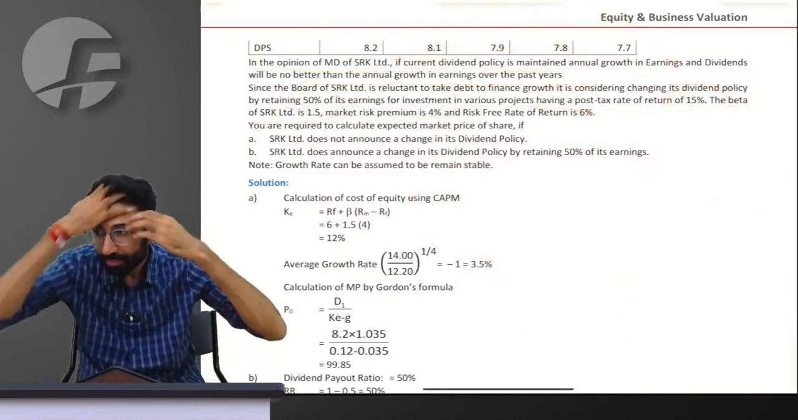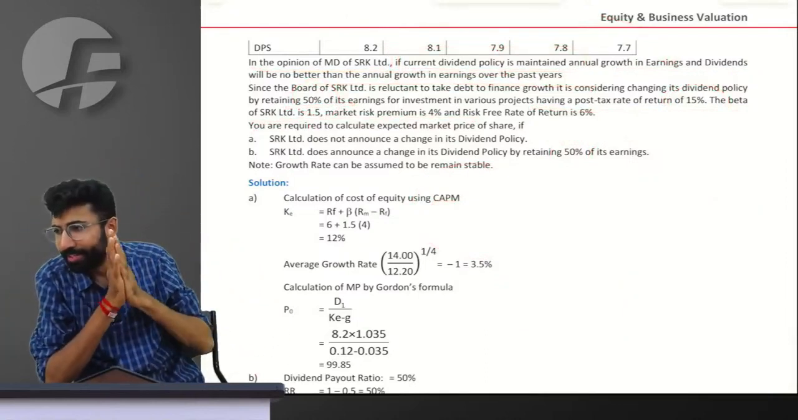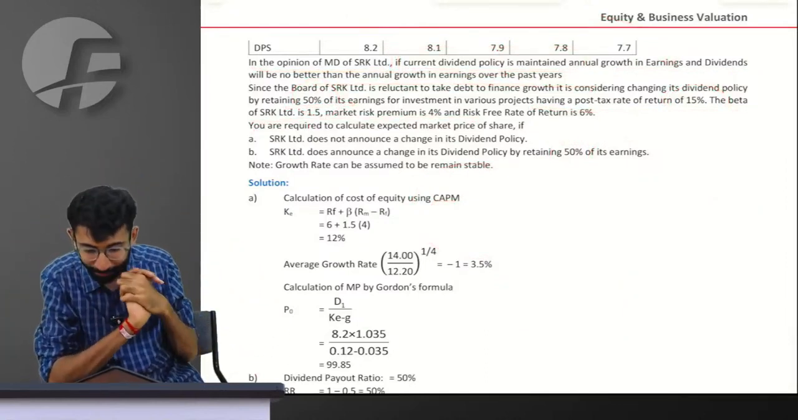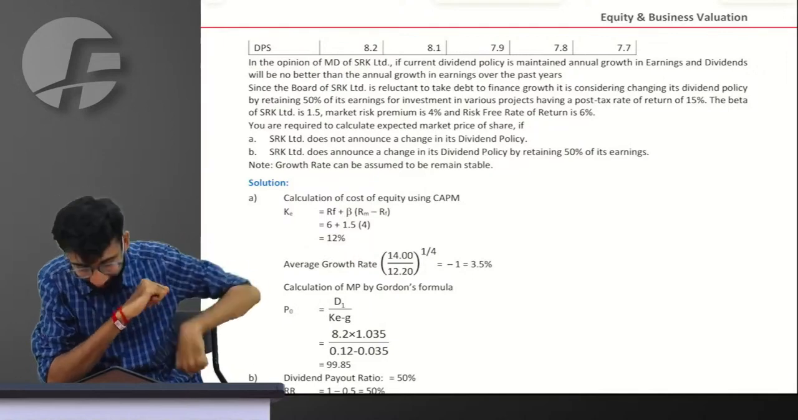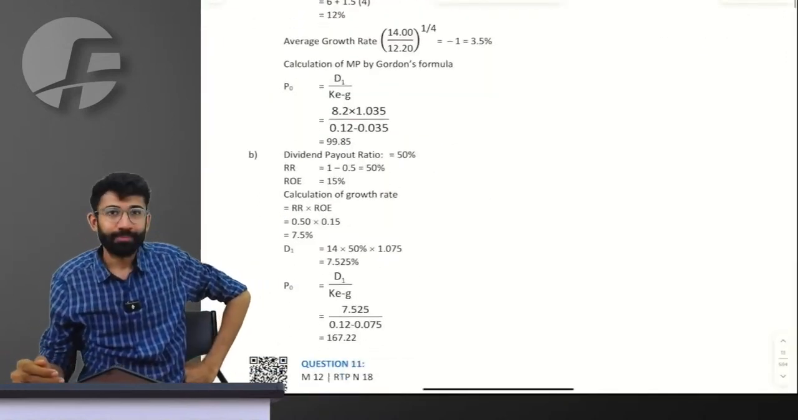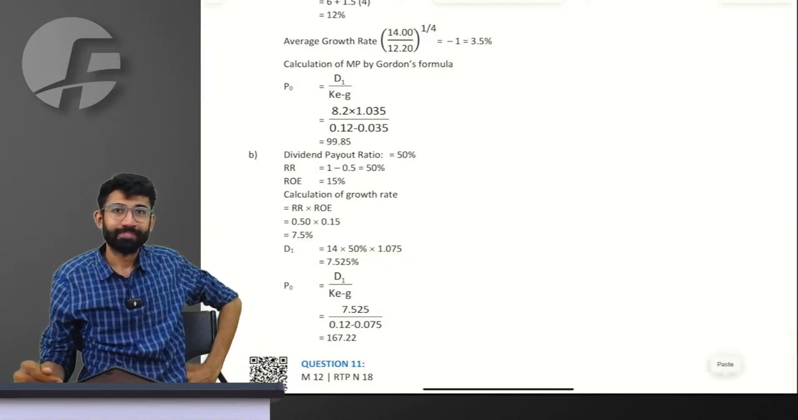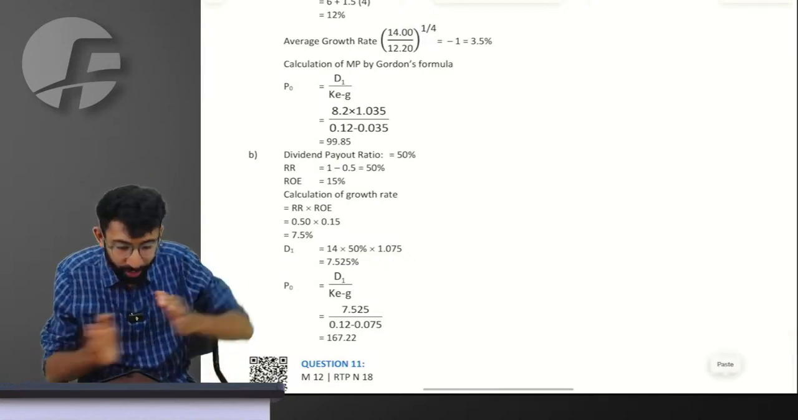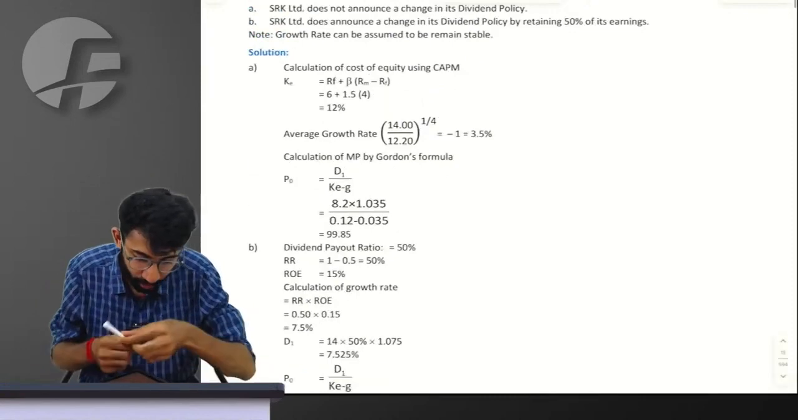Sahil, what are you saying? Yes, sir, I remembered that example from the notes. Which example? Okay, the example of growth. Great. Let us proceed to solve this question ahead.